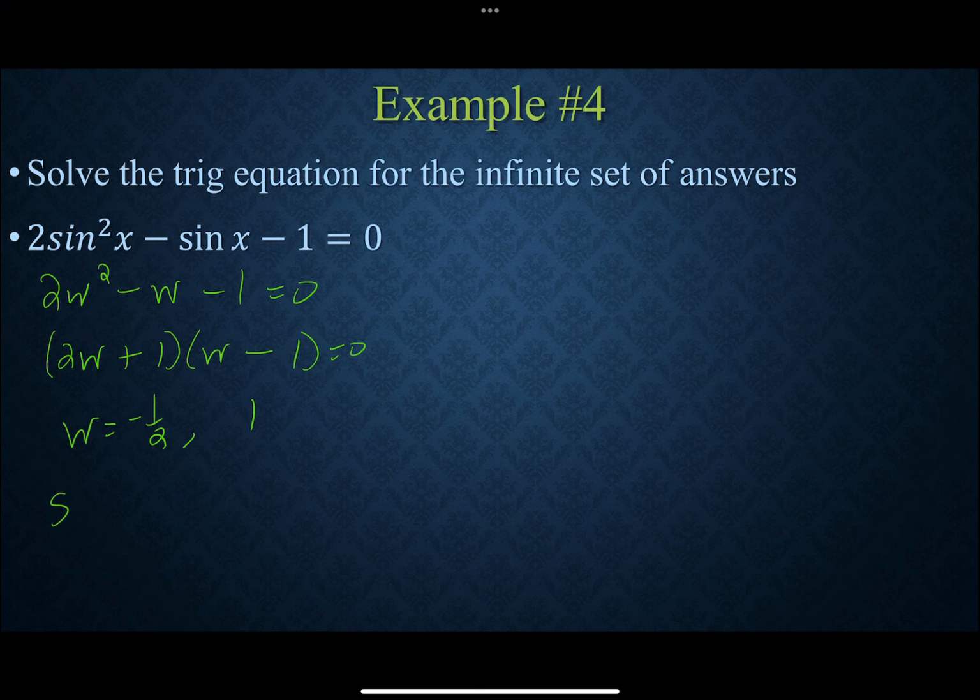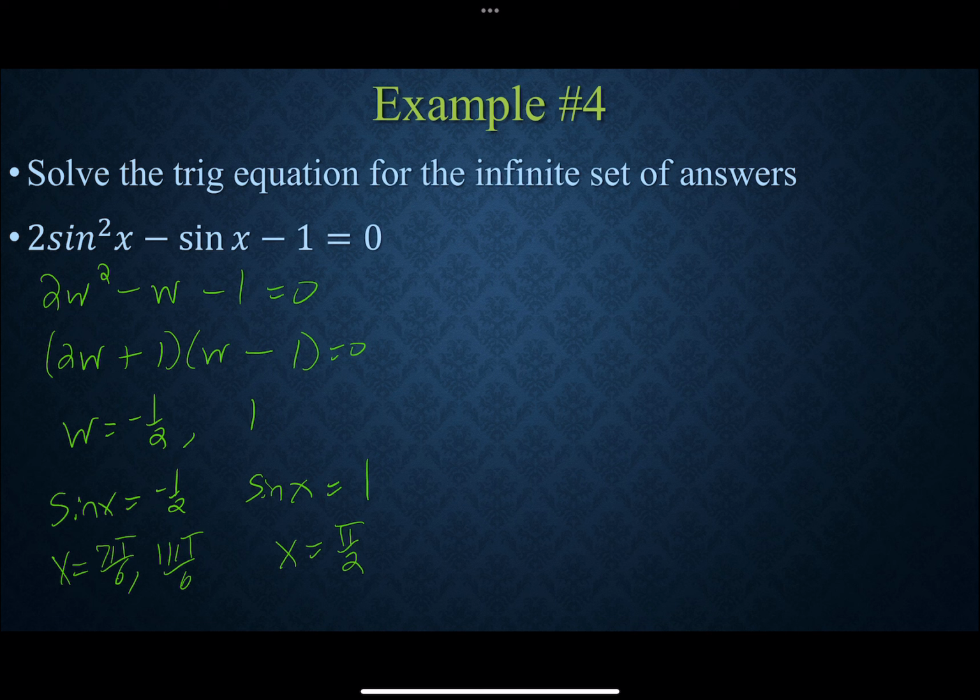Now you don't need to rewrite the sine as w, or really any variable you want. You can recognize it's still a trinomial and factor in that kind of way. But if it helps you, feel free to rewrite a dummy variable in there, w or whatever you want, to solve it that way. Recognizing sine is a -1/2 at our 7 pi over 6 and 11 pi over 6. And then sine is 1 at pi over 2.